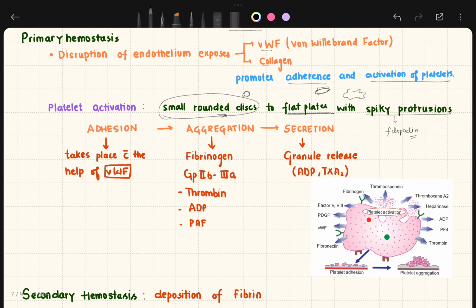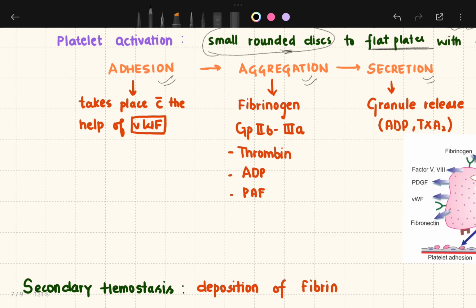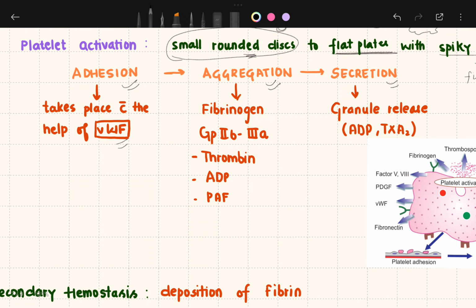So three processes take place while platelet activation: adhesion, aggregation and secretion. What happens in adhesion? This platelet is going to adhere itself to the endothelium. It is not attached to endothelium directly. It will take place with the help of this von Willebrand factor. Von Willebrand factor will help in the adhesion of the platelet, and collagen also helps. Second is the aggregation. Aggregation process occurs with the help of fibrinogen.